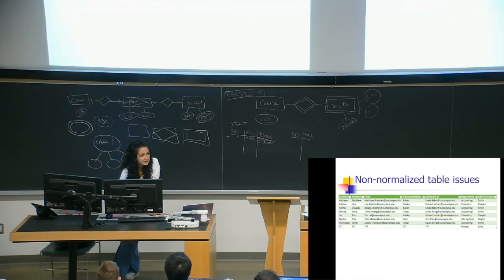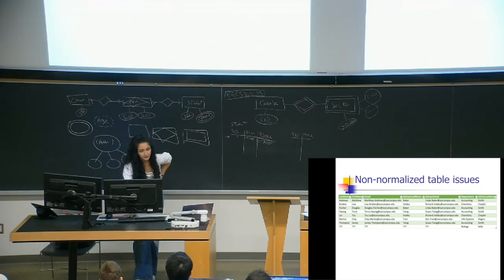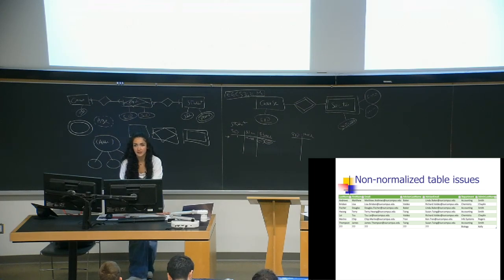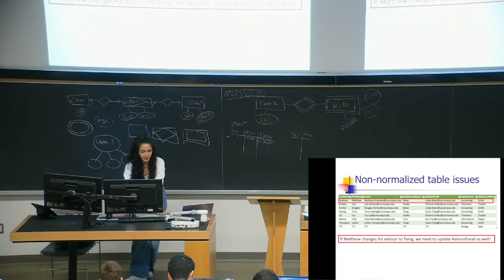What else? Yeah. Because both the students and their advisors are listed, it would be necessary to change every instance, so they have to change. Yes. Right. So these are again examples of update, insert, and different anomalies that we have. So we understand this table needs to be normalized. This is not normalized, and we need to normalize it.